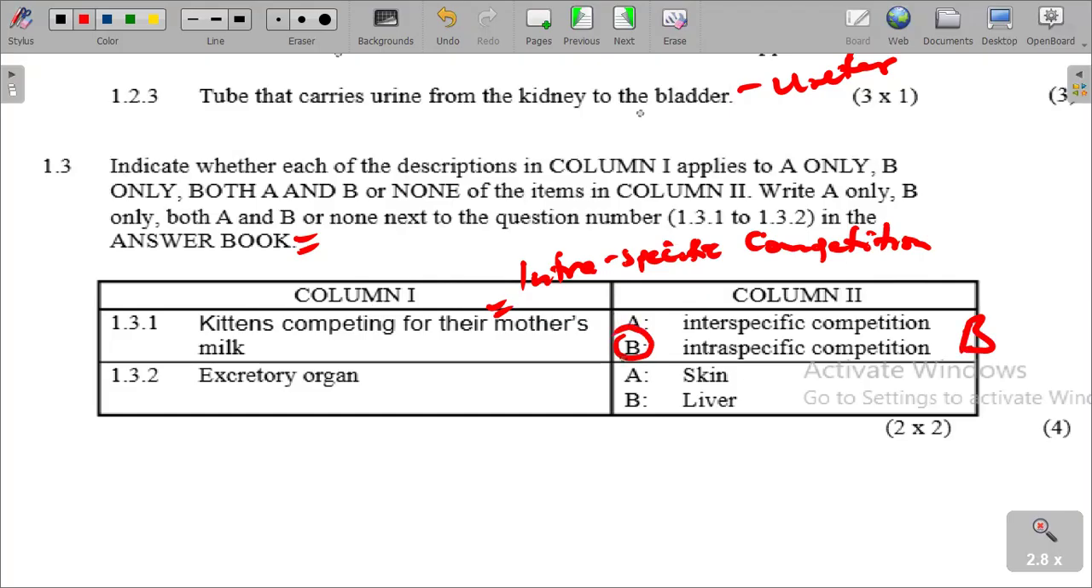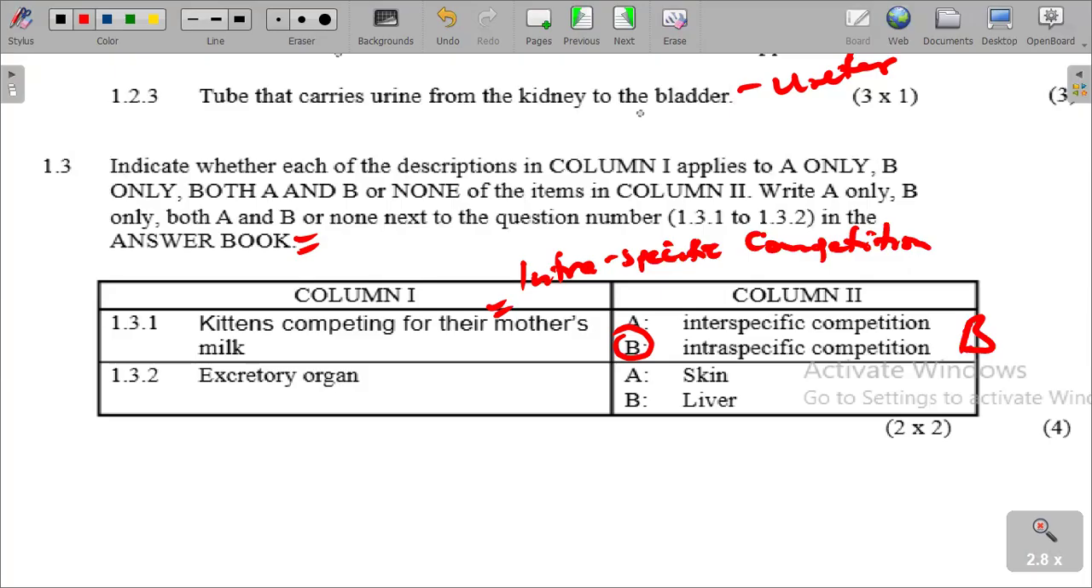It is B only because it is amongst the kittens, which is a specific species. If it was kittens competing with leopards, eagles, or reptiles, whatever we can give, that is interspecific, but intra is within the same species population.